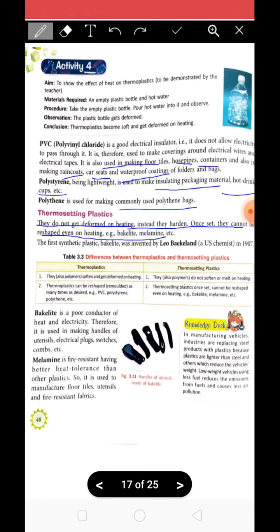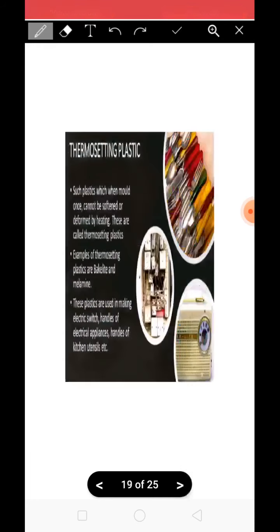Now next, come to the thermosetting use. The use of thermosetting plastic. The first one is bakelite. Bakelite is used for making handles of utensils, electrical plugs, switches, combs, etc. Melamine is used for making floor tiles, utensils, fire resistant fabric, etc. Understood? Now next question is of HOTS.